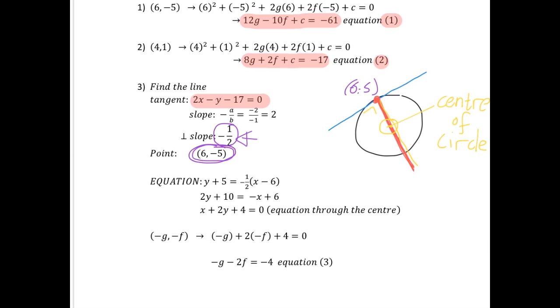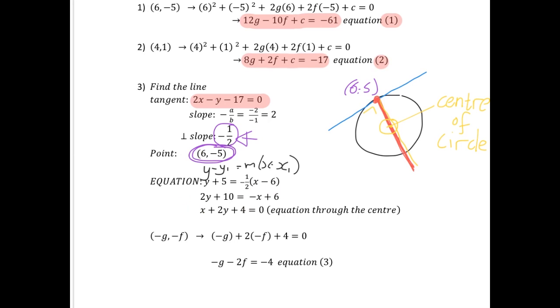So the equation of the line is y minus y1 equals m times x minus x1. So our y1 is minus 5, so we get y plus 5 equals our m, which is minus a half, times x minus x1, so minus 6. Multiplying this by 2 to get rid of this fraction, we get 2y plus 10 is equal to minus x plus 6, because minus 1 times x is minus x, and minus 1 times minus 6 is plus 6.